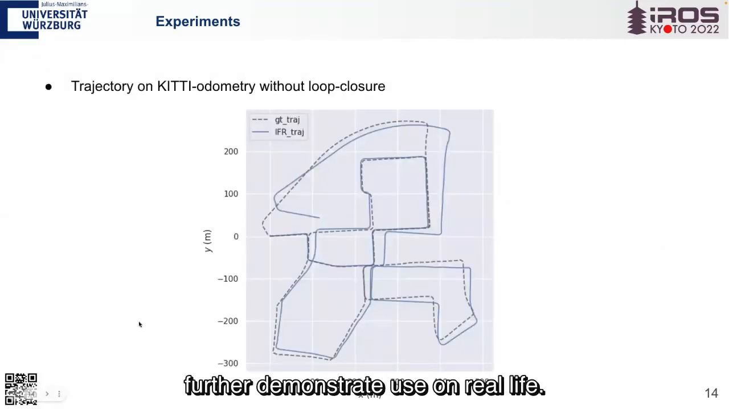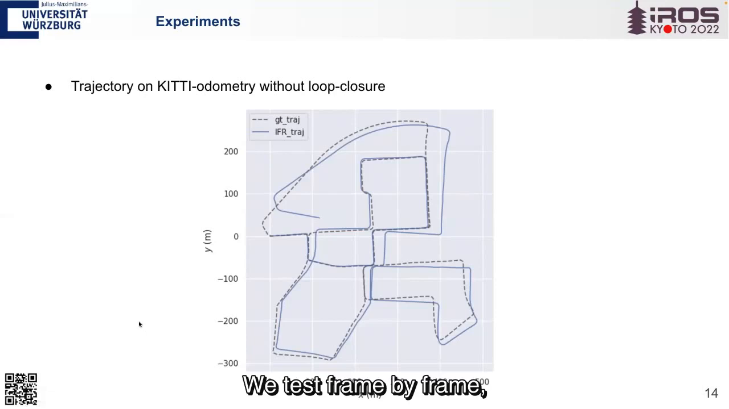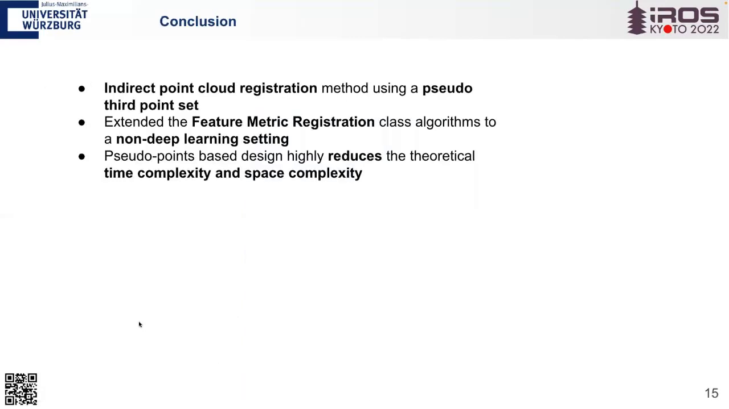To further demonstrate the use in real life, we test frame by frame on KITTI odometry sequences. You can find that without loop closure, our trajectory is still very close to the ground truth.